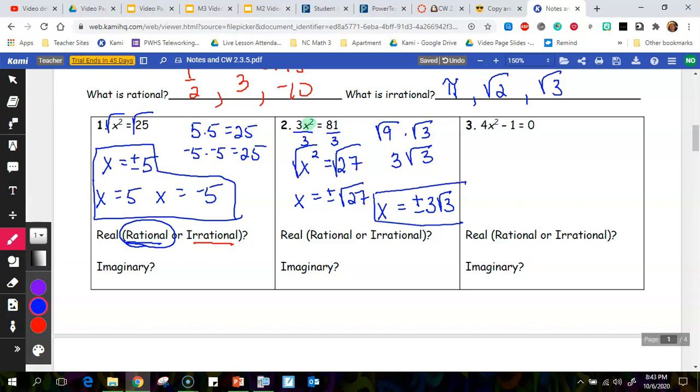So this one is two real roots. It's positive 3 root 3 and negative 3 root 3, but because it's got this root 3 in it, that makes it an irrational root. So it's actually a pair of irrational roots. Okay, let's look at the next one.